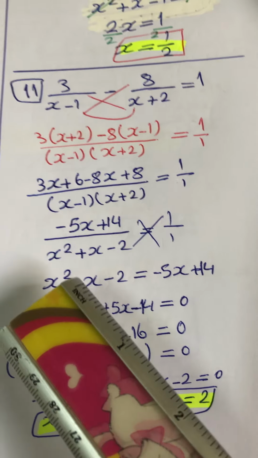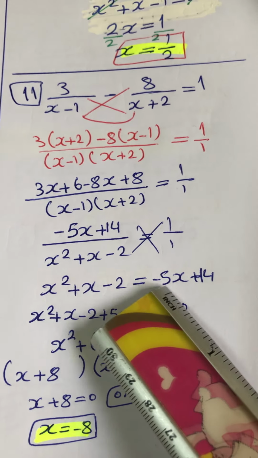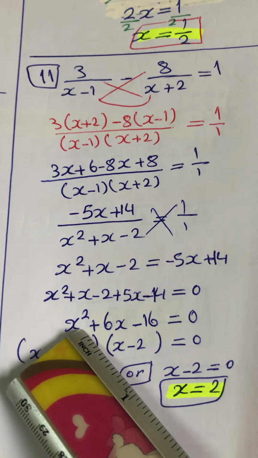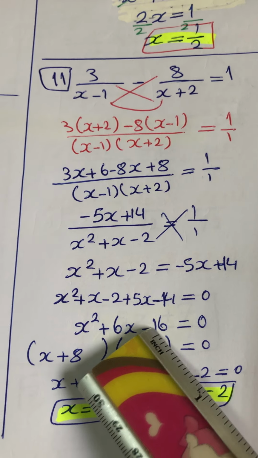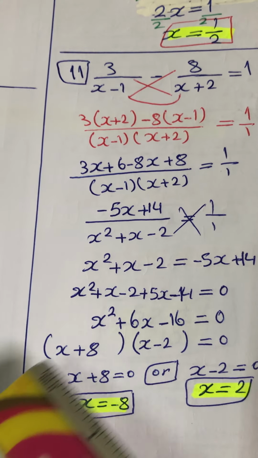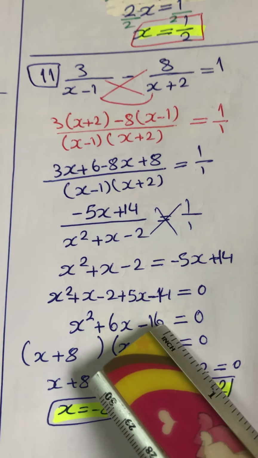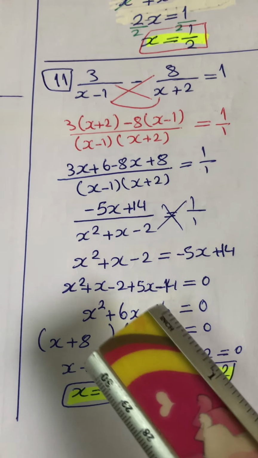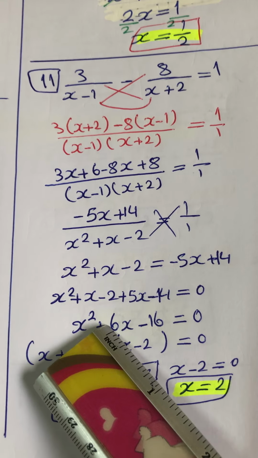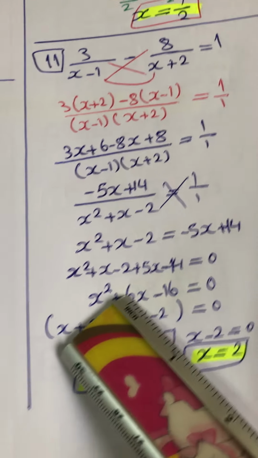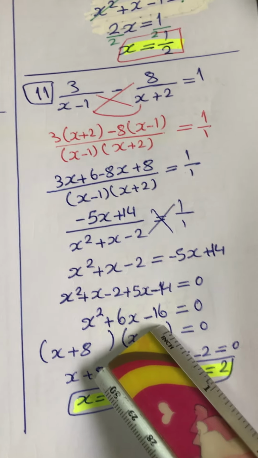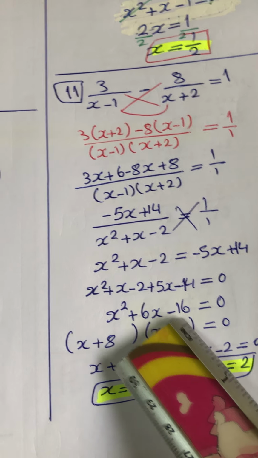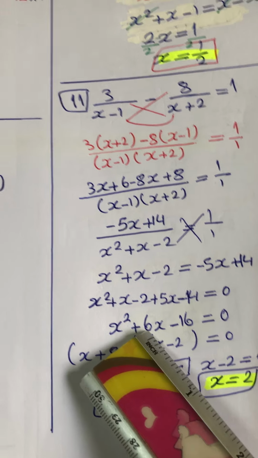So I have x squared plus x minus 2 plus 5x minus 14. Collect the like terms, you will get x squared plus 6x minus 16. Factorize it. X squared is factorized into x times x. And negative 16 comes from positive times negative. And I'll give the positive to the bigger number because the middle is positive. Negative 16 comes from 4 times 4 or 2 times 8. I'll take 2 times 8 because I want the difference equal 6.